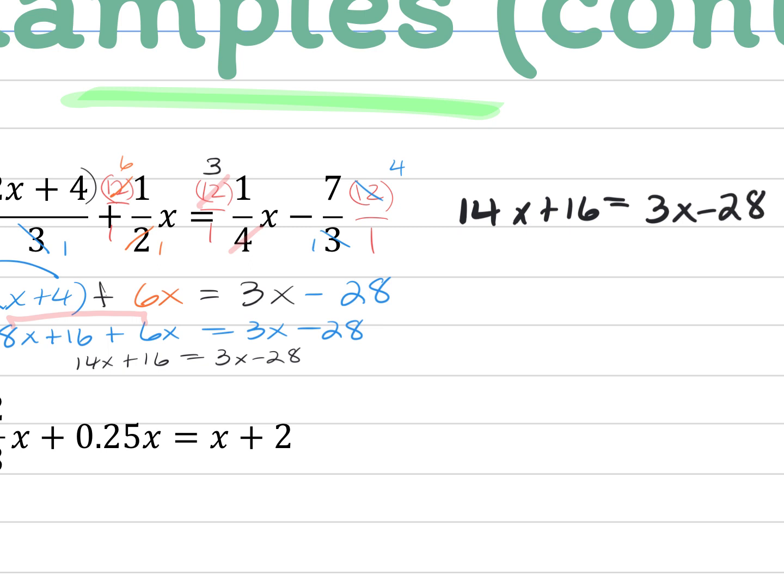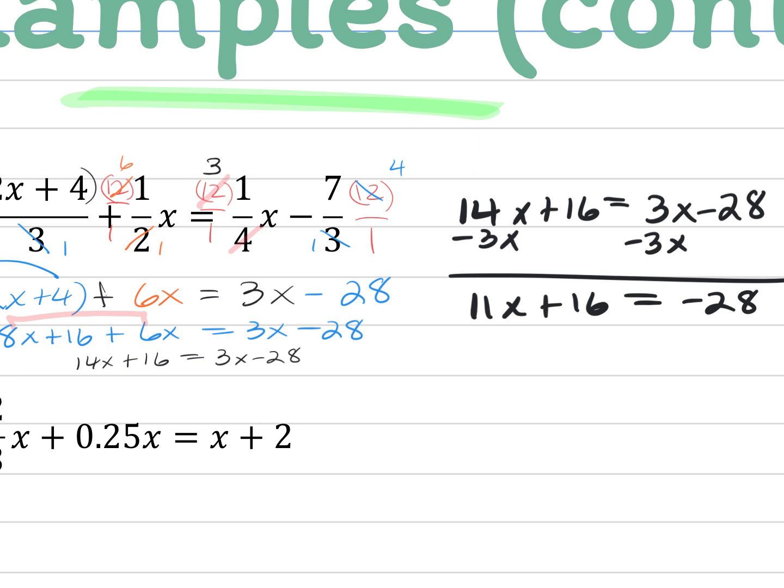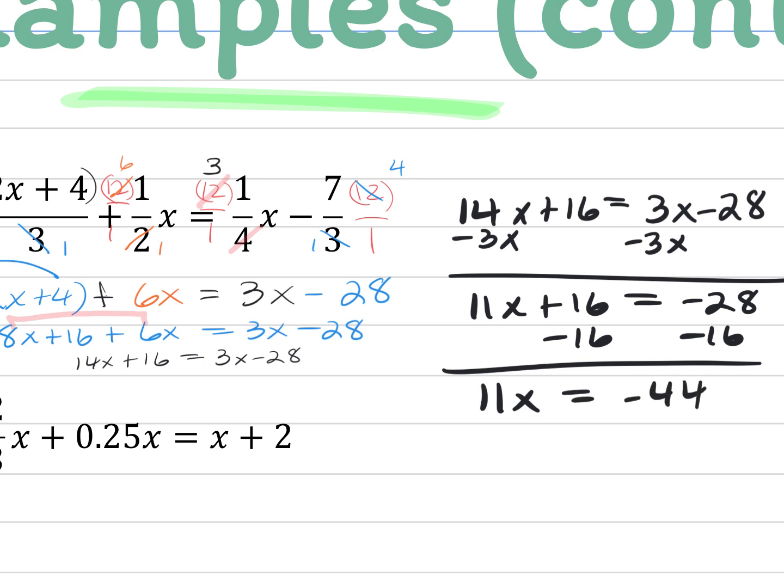Now nice and simple, same thing we've been doing. Get your x's together, get your constants together. So subtract the 3x. I end up with 11x plus 16. Subtract the 16. Both of my numbers are negative, so I'm going to add and keep the sign. I get negative 44. Divide by 11, and x equals negative 4.